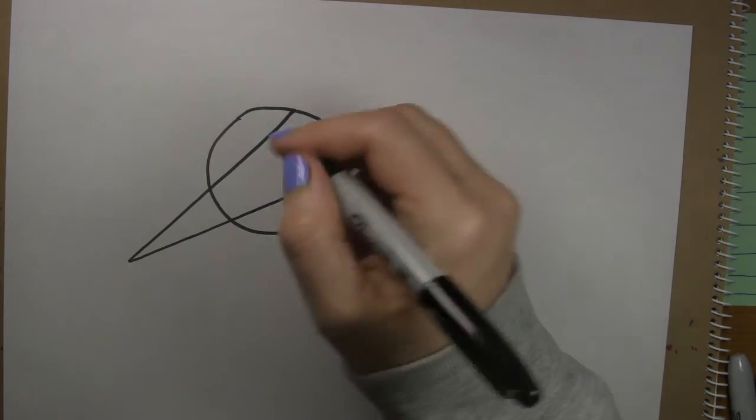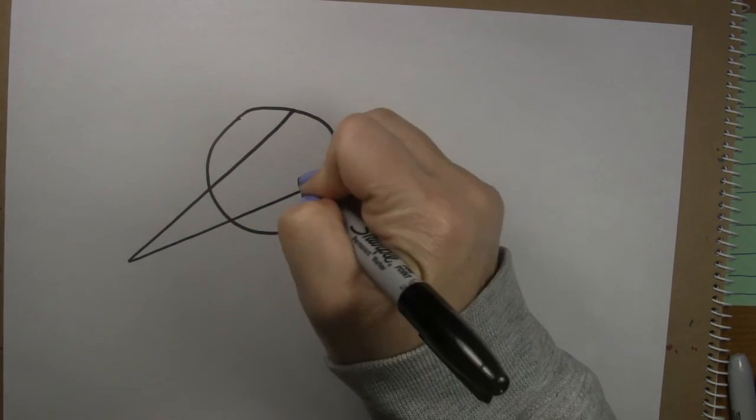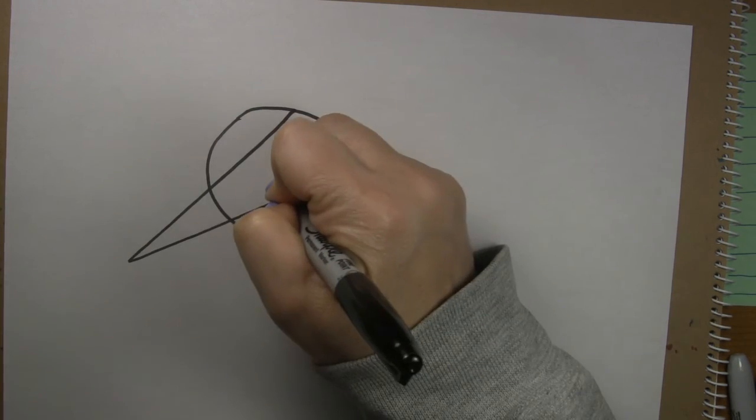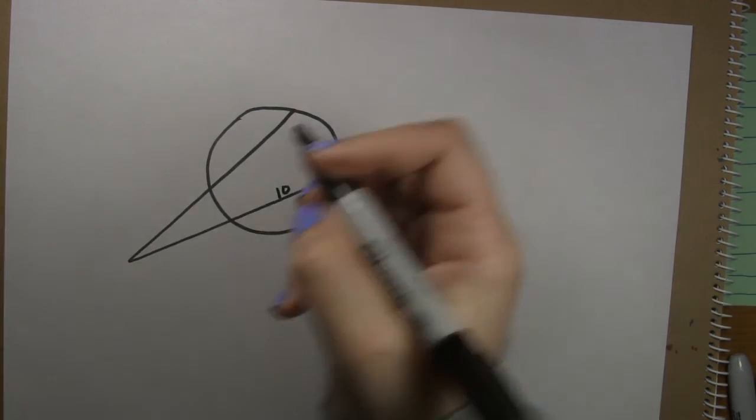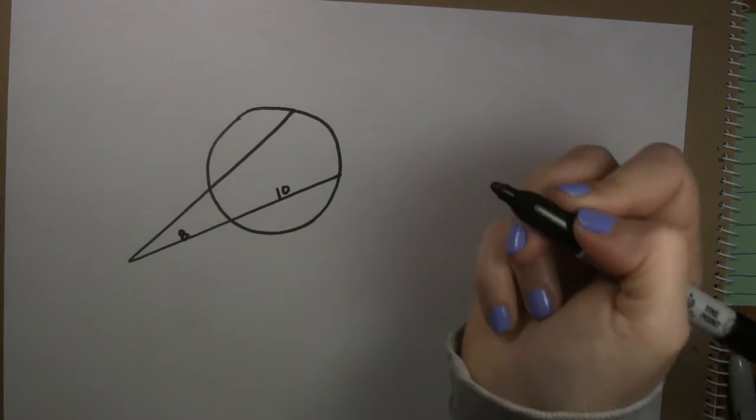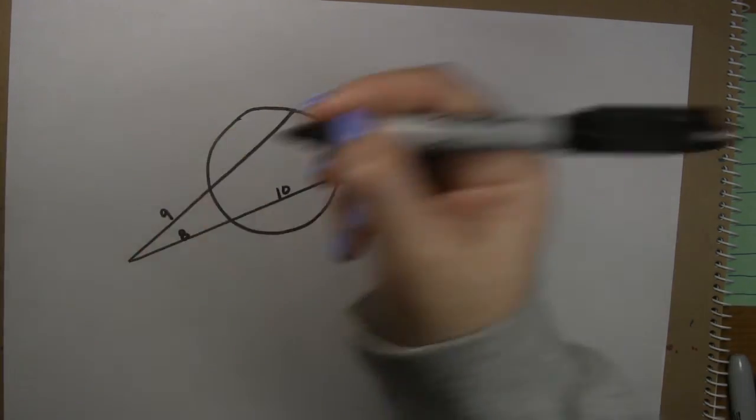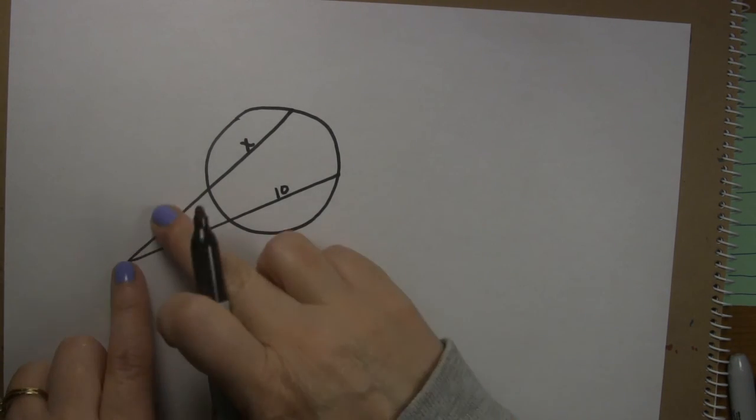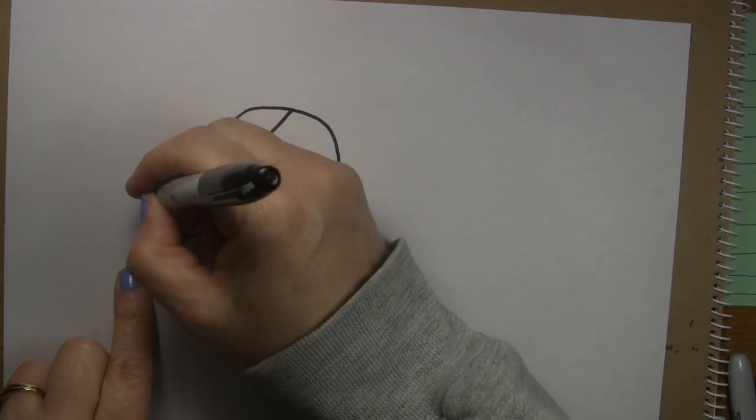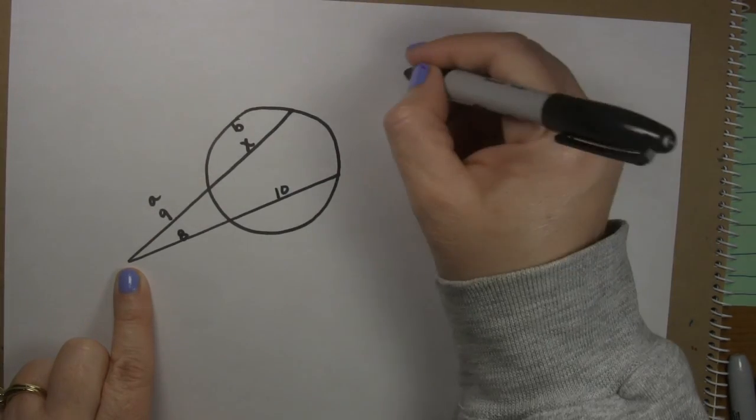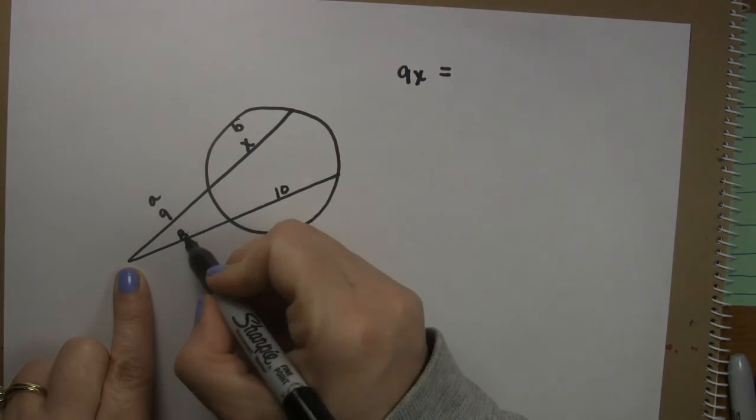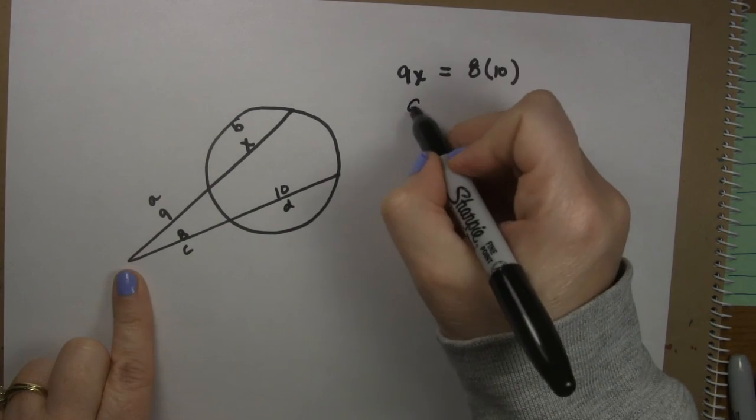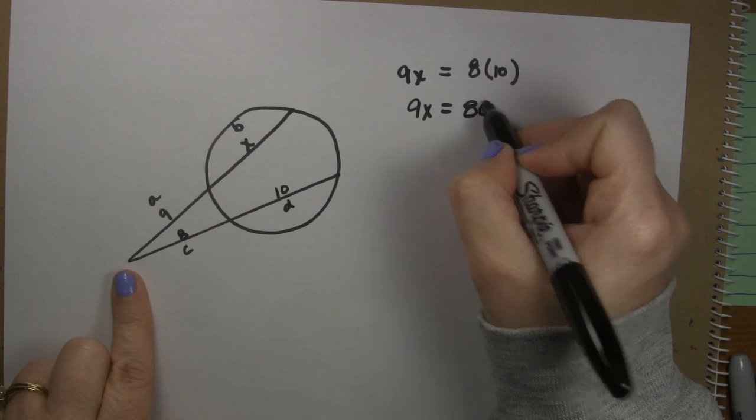And let's say that this chord is, what does that look like to you? That looks like a 10 to me. And this looks like an 8 to me, and this looks like a 9 to me, and so we want to know the length of that. Well, same thing. First, let's look at one chord. We'll call this AB. So 9x equals CD, 8 times 10. So 9x equals 80.